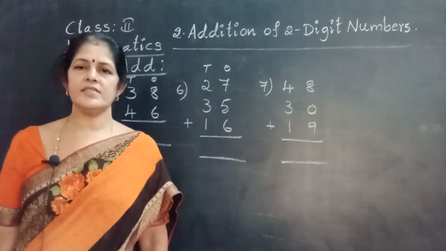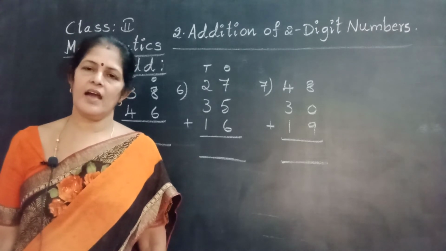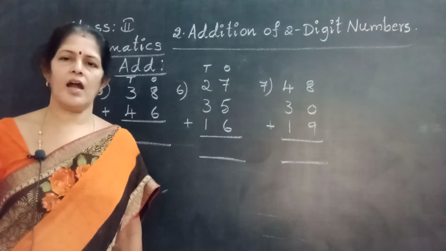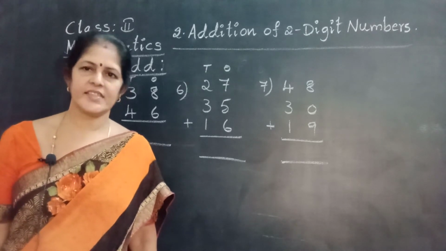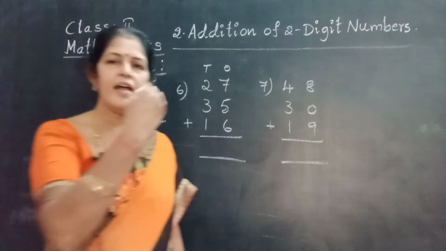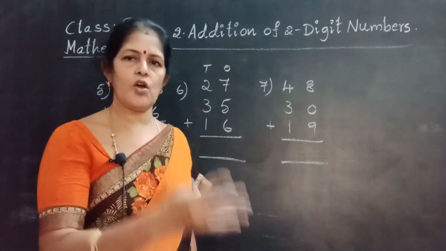Verifying addition means we check our answer ourselves. Okay? Our total is correct or wrong. Our process of addition is correct or wrong. In verifying addition, we are going to write the same numbers in reverse order.